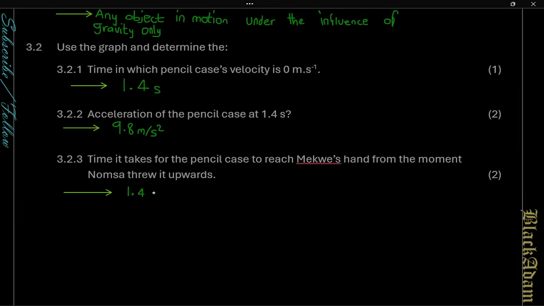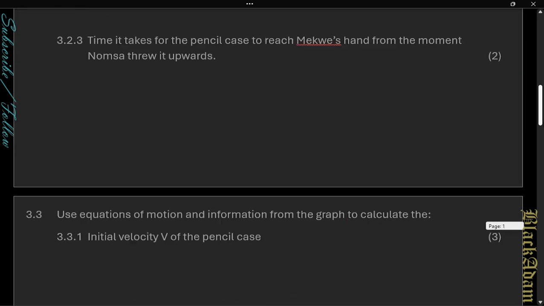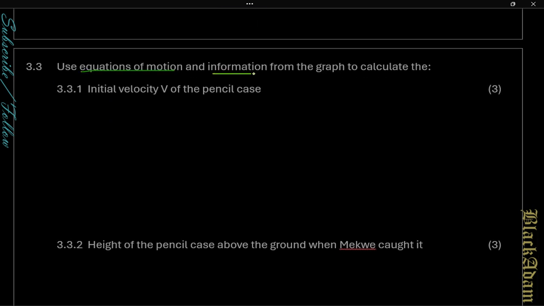And that means we're going to have 1.4 minus 0.6 seconds to give us 0.8 seconds. And then using the point of symmetry, 1.4 plus 0.8 gives us 2.2 seconds. And that's it. That's our answer for 3.2.3. And then we move on to 3.3.